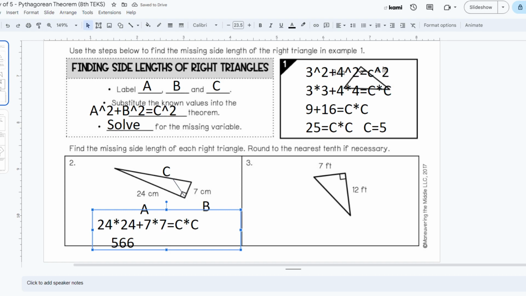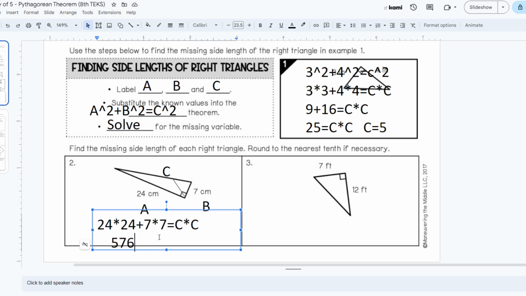And I'll just double check, just to be safe. Oh, I got it wrong. I forgot to carry the 1. It's 576. See, that's what happens if you don't double check yourself.